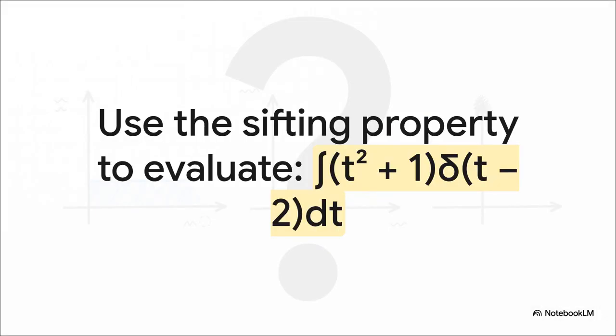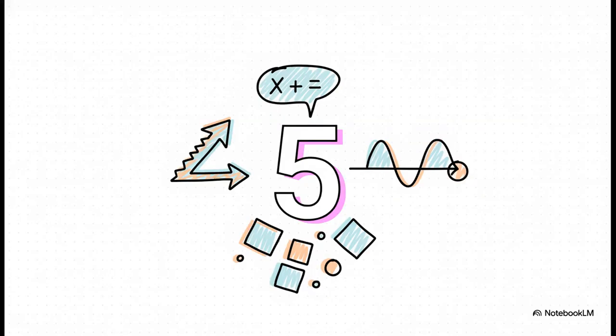Here's an example straight from your notes. How would you solve the integral of t squared plus 1 multiplied by delta of t minus 2? And this is just a perfect illustration of the property. The impulse, delta of t minus 2, lives at t equals 2. So its only job is to go over to our function, that t squared plus 1, and find out its value at t equals 2. So we just plug it in. 2 squared is 4, plus 1 is 5. The impulse sifted out the value 5, and that's the answer to the whole integral.